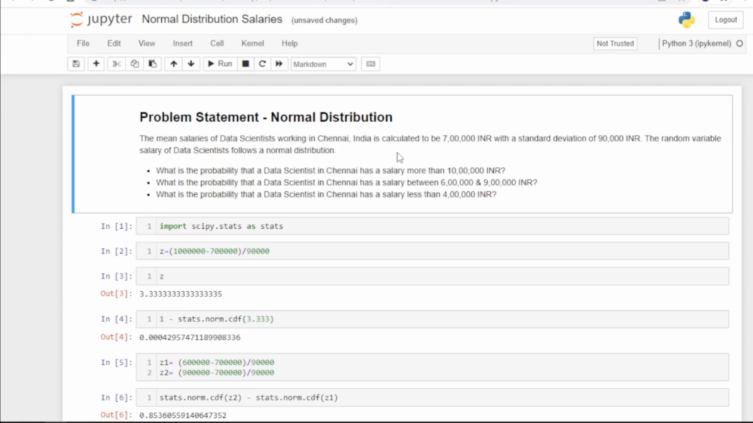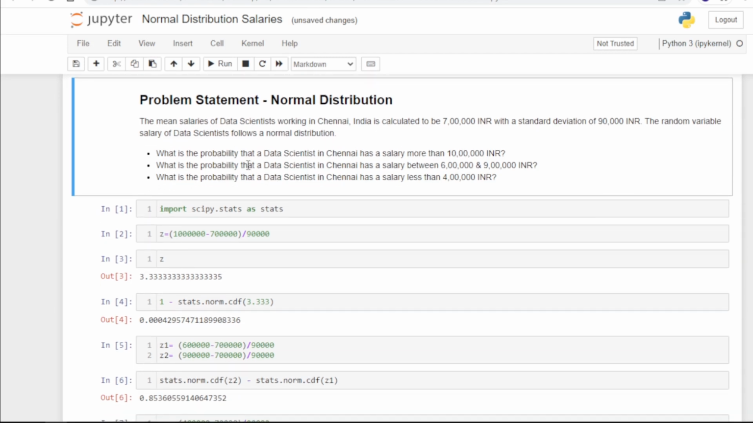Hey there, now we will see another example on a normal distribution. So the example is like the mean salary of a data scientist working in Chennai, India is calculated to be 7 lakh INR, with a standard deviation of 90,000. So the random variable salary of data scientist follows a normal distribution.